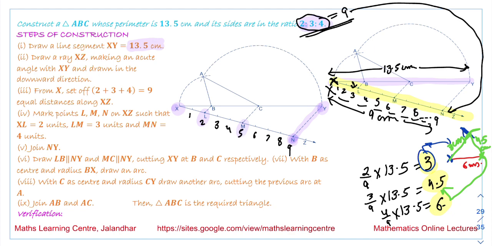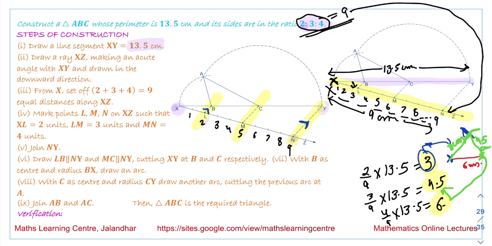Now we draw the line parallel to NY passing through M. This line we are saying we have drawn over here. Then we draw the line passing through L and parallel to NY. We are talking about these two lines over here. This is the line NY and this is the line LB. These are the two lines we are talking about.